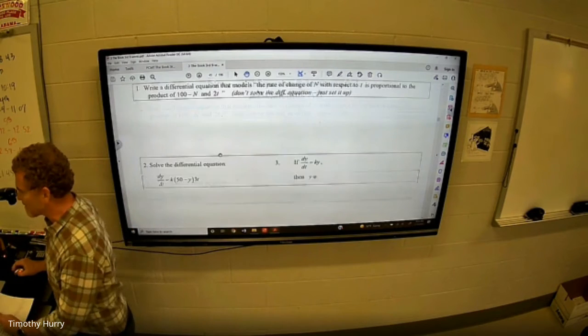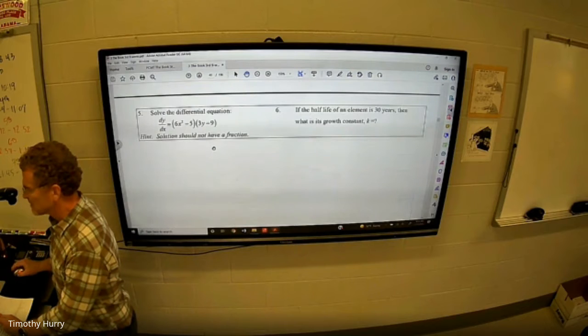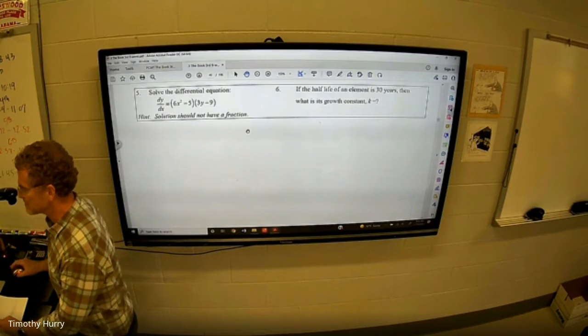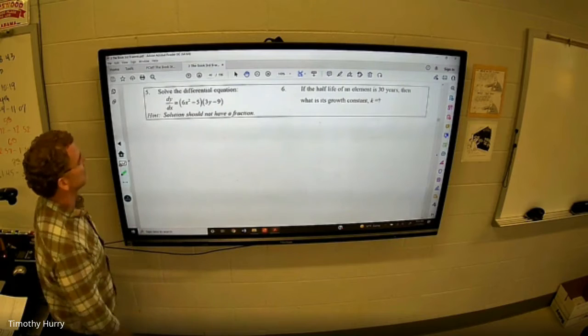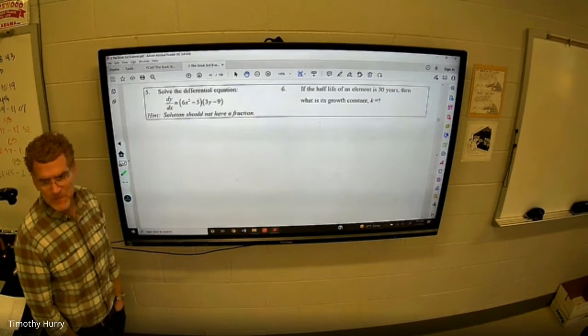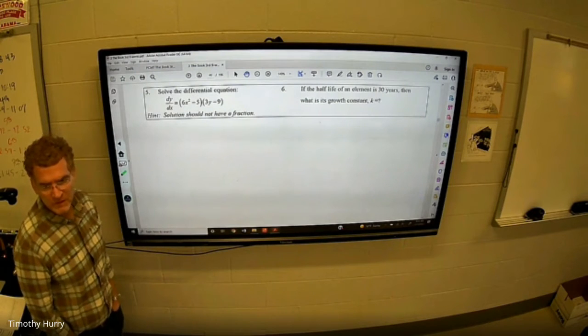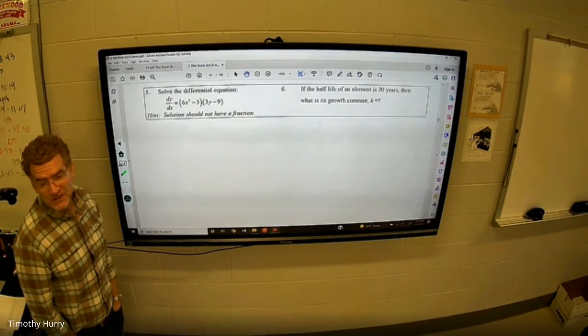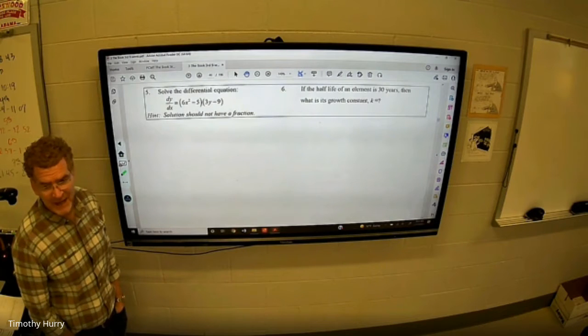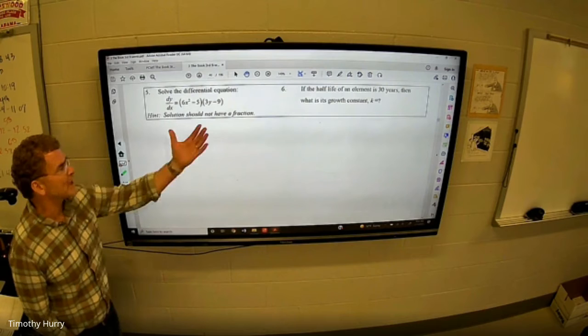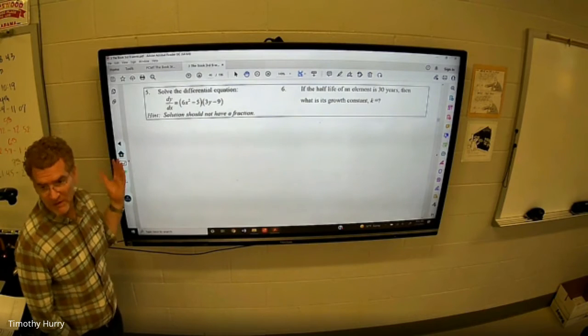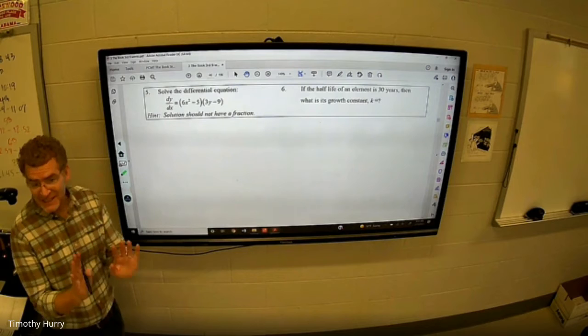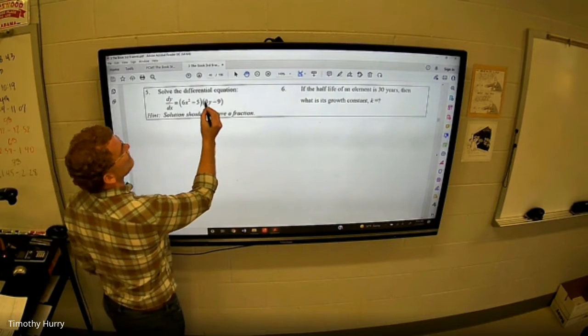Number 5, solve that differential equation. So what would be your first step? Separate your variables. Just as a hint, I don't think I did it on my key, but remember, you only have to bring the y stuff over. It actually is a little easier if you factor that, I think.